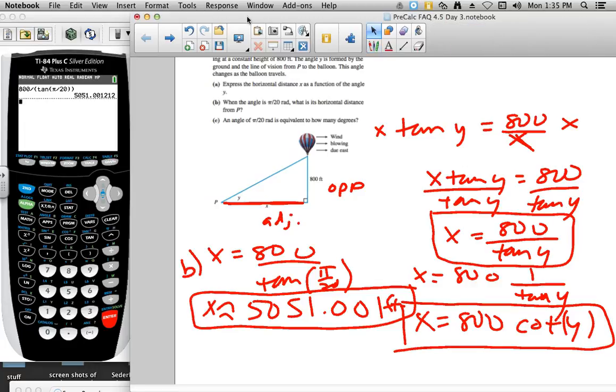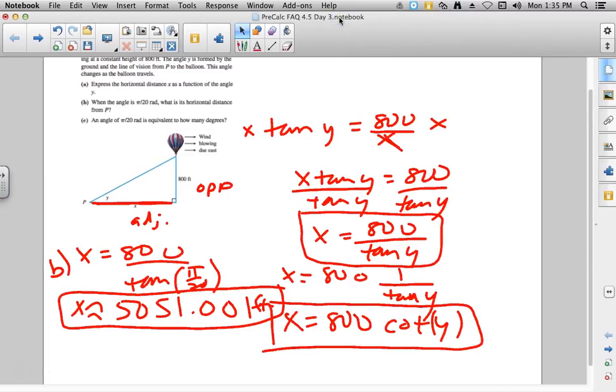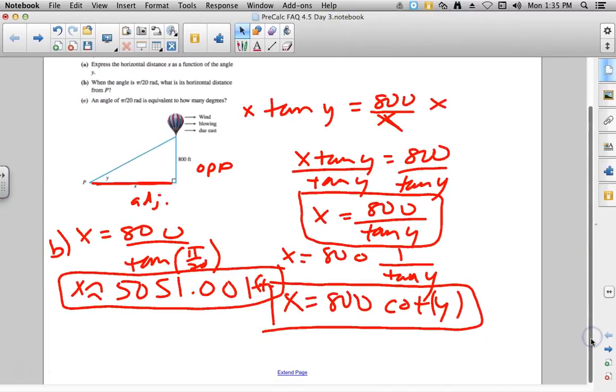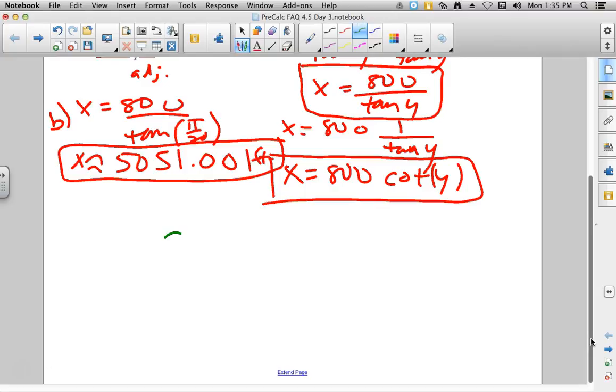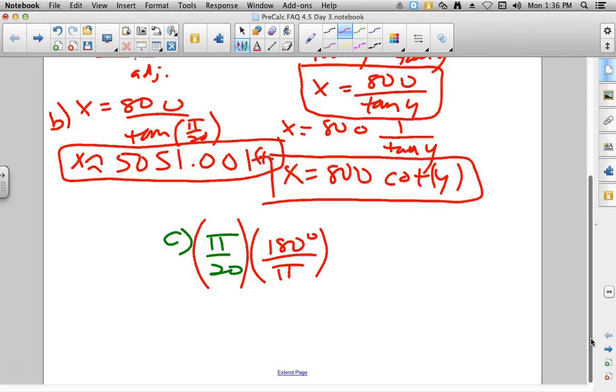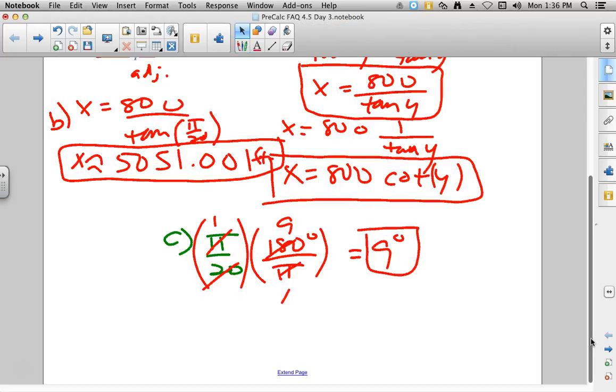And then C says an angle of pi over 20 radians is equivalent to how much in degrees? Well, we shouldn't need a calculator for that one. That's conversion. So we've got pi over 20 radians, and again, the label there is radians. So we would multiply that times 180 degrees over pi radians so that the pi's will cancel out. And then 20 will go into 180 9 times. Top times top, bottom times bottom, 9 degrees. And we have it.